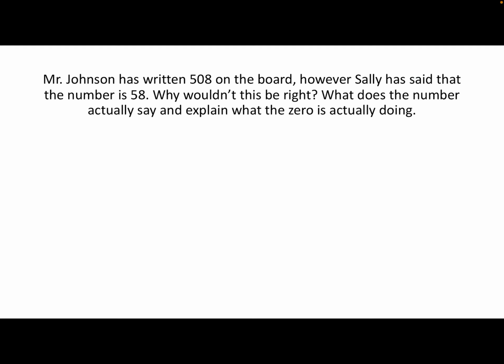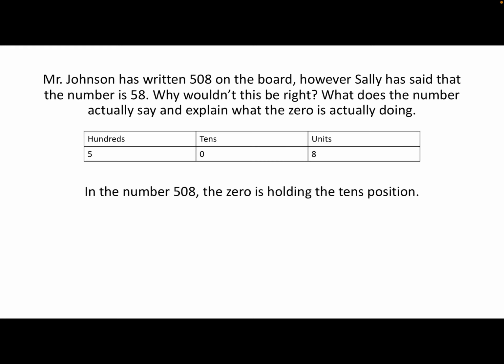So I think that she thinks that because this zero has no value, there's no point putting it in there. It's telling them there's no tens in there, so why should we worry about them? So she's read it as 58. When actually, that zero is telling us there's no tens, there are 500s, and it's keeping all of our digits in the correct place, because without it, it would be 58. The zero is holding the tens position. Think about how they all want to collapse down.